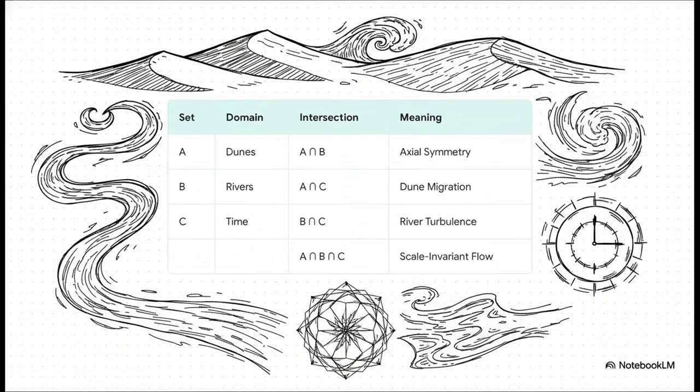Okay, so we've got a stable map. What can we actually do with it? Well, this is where it gets really, really interesting. We can use it to plot abstract ideas. For instance, let's say circle A represents sand dunes, a very slow geological process. And circle B represents rivers, a much faster process. And circle C, well, let's make that time itself. All of a sudden, the intersections start to mean something. You get river turbulence, dune migration, and right there in the middle, a unifying concept of scale-invariant flow.